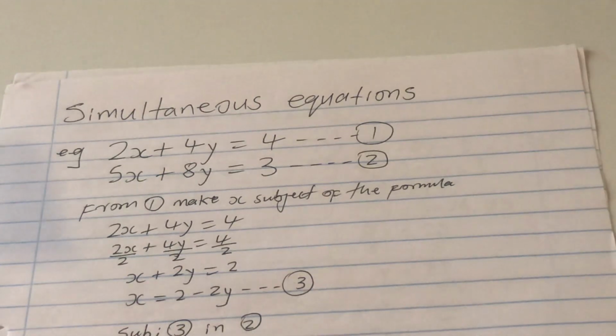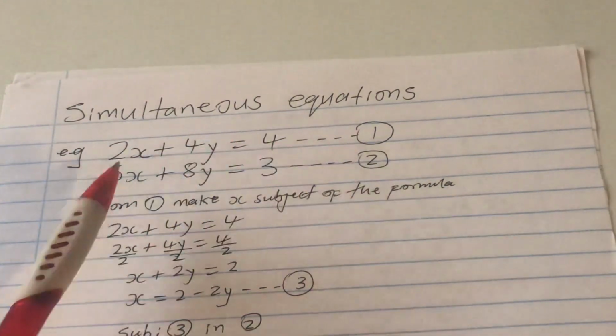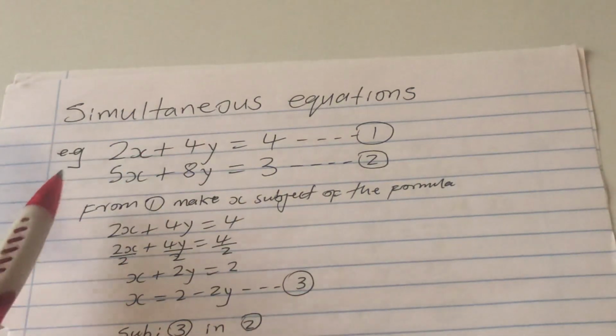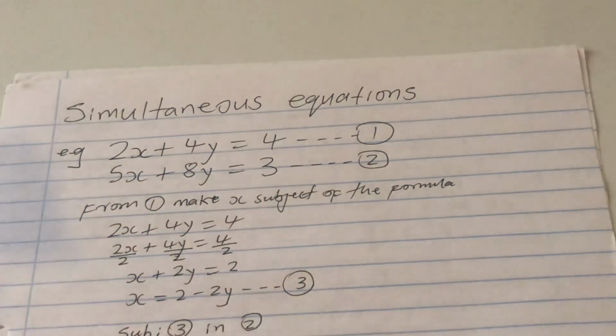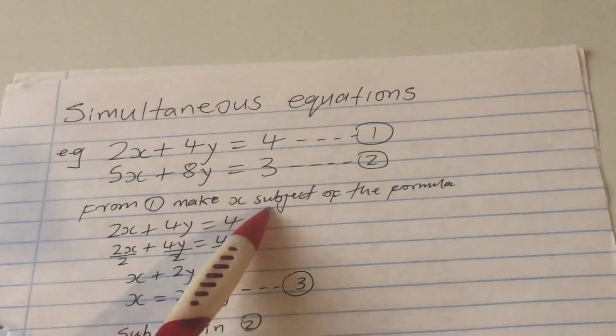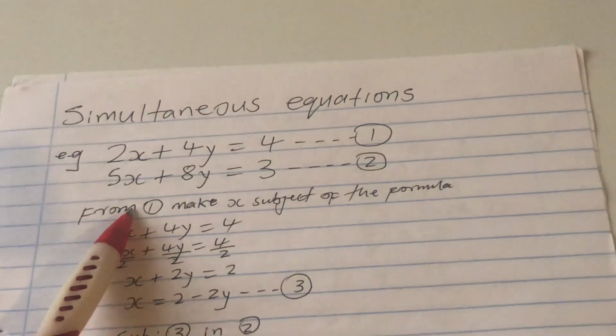If you do your calculation correctly, you will get the same answer as the person who marked this one equation 1, and the second one, equation 2. So, how do we proceed after giving them numbers, like equation 1 and equation 2? You come and use equation 1. And then in equation 1, you'll make x or y subject of the formula. I have chosen to make x subject of the formula from equation 1.